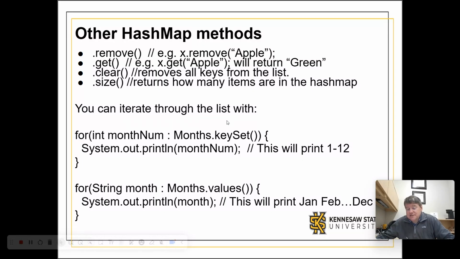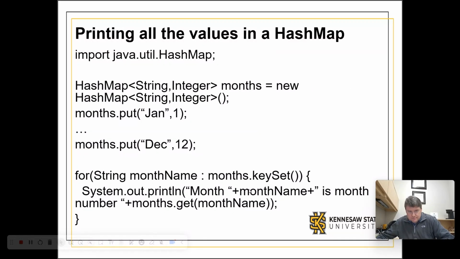You can iterate through a list, through a hash map in this case, by using a for each loop. You'll remember the syntax for that is for int month in months.keySet. So this gives you all the keys as a set, and that can be iterated over. And then one at a time, the key, which in this case is 1, 2, 3, 4, 5, 6, 7, 8, 9, 10, 11, 12, is going to be assigned to month number. And then you can print out monthNum, or you could print out the value associated with it. You can also do it based on the values. So for each string in the values, this would print out January, February, March, all the way up to December. So you can do it either way.